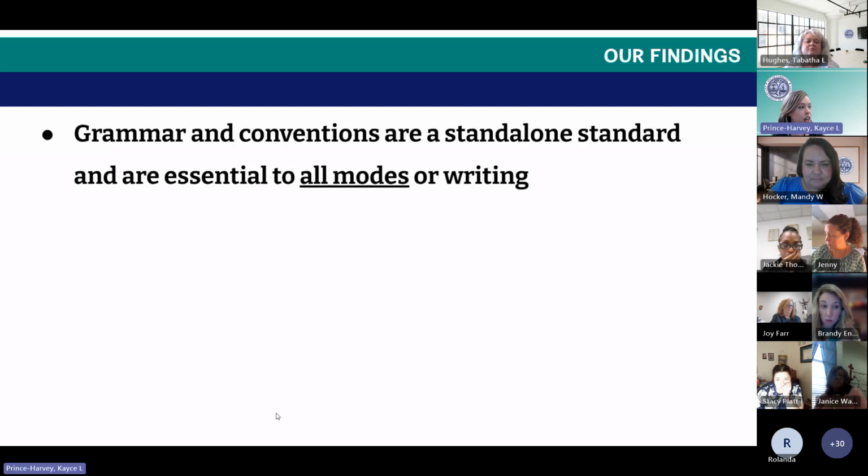Grammar and conventions, they are a standalone standard with communication 4. And they're essential to all modes of writing. So you won't necessarily see grammar embedded in certain modes of writing and not addressed in others because it is a standalone. And that grammar and conventions matrix is a really helpful tool if you're wanting to see what the grade level expectation is for grammar instruction at your particular level.